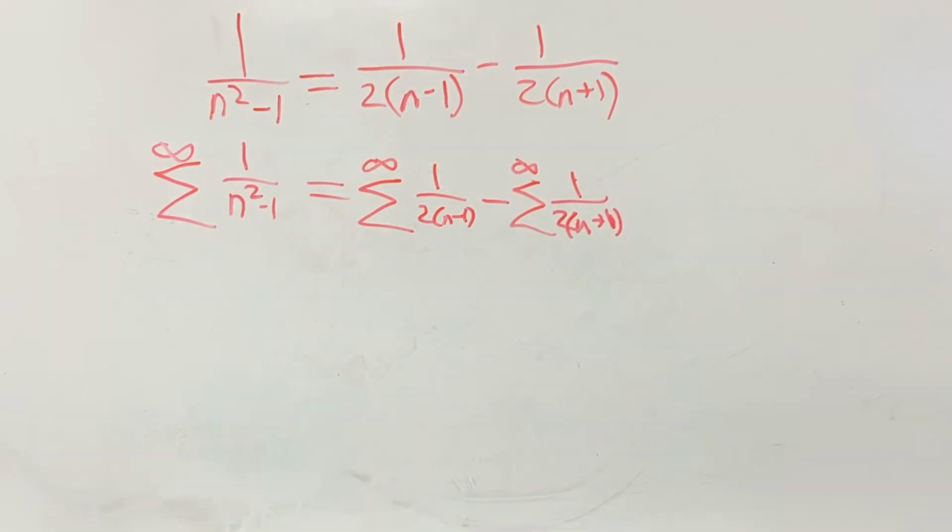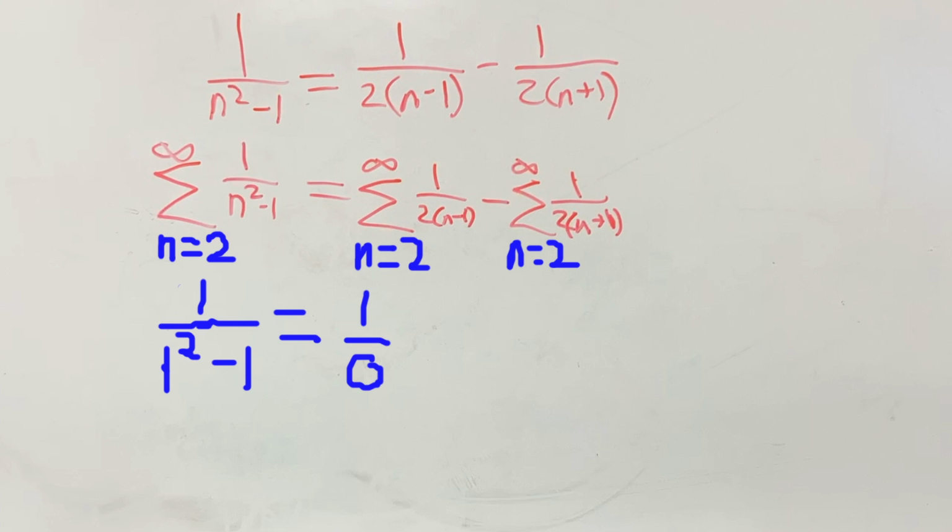We'll have to start our sum at the n equals 2 term, because the n equals 1 term is an irrational number, which is okay for our infinite sum because the difference between n equals 2 and infinity is still infinity. Let's write it out.